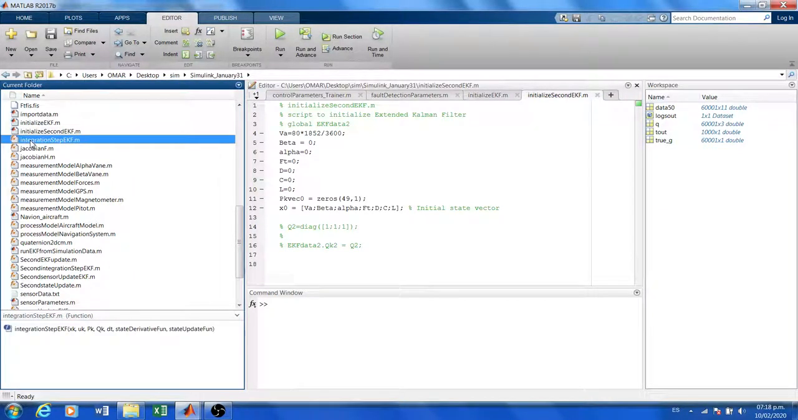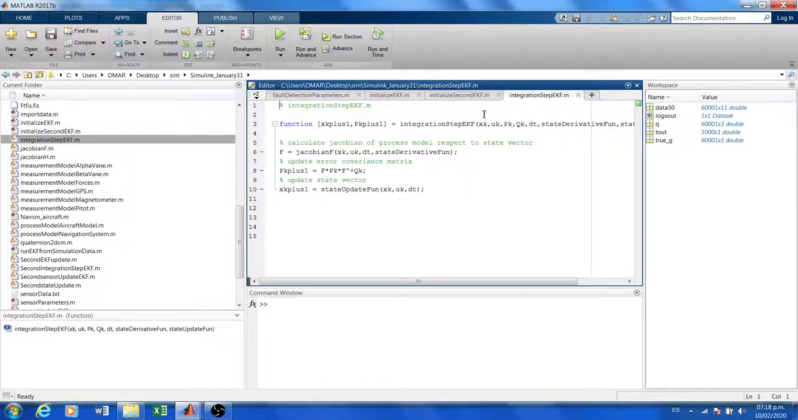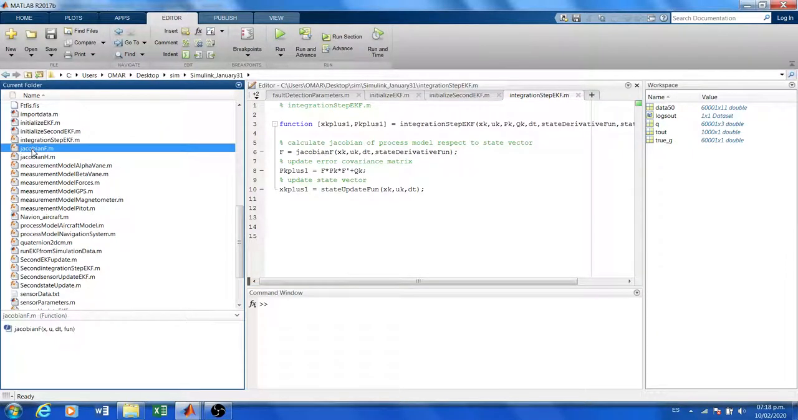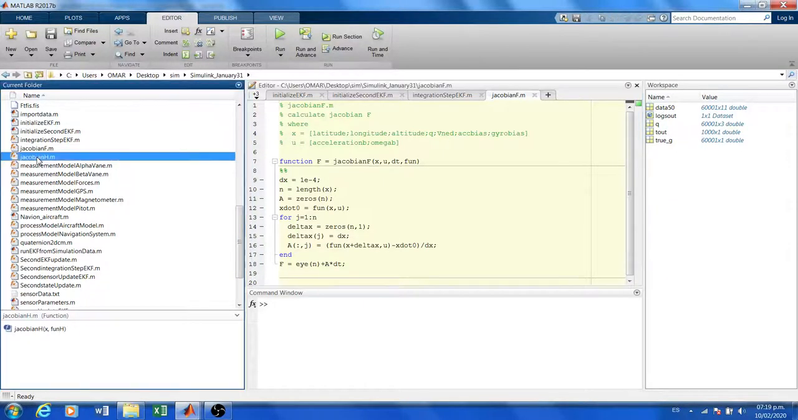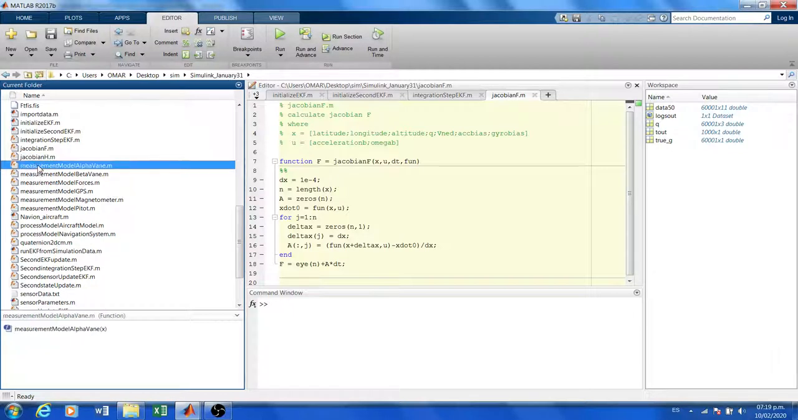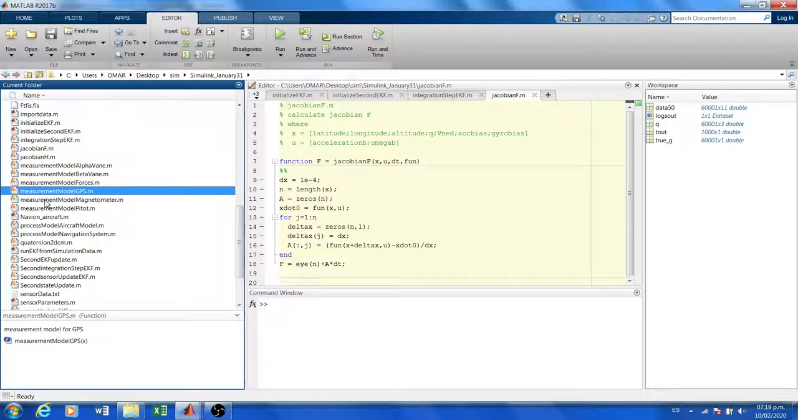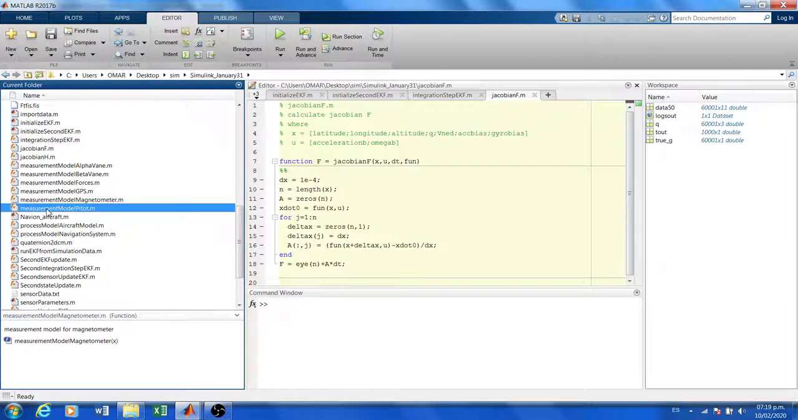This is the integration step of the Kalman filter. This is the Jacobians of the, this is where we linearize the nonlinear model, because the extended Kalman filter manages the nonlinear model of the aircraft. So we have to linearize in each step the model of the aircraft, the process of the aircraft. The Jacobian H, F and H of the Kalman filter. These are the measurement models of the sensors: alpha vane, beta vane, the measurement model of the forces, measurement model of the GPS, measurement model of the magnetometer, measurement model of the pitot tube.